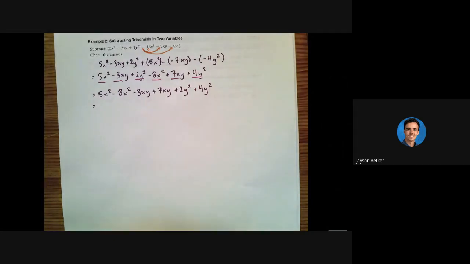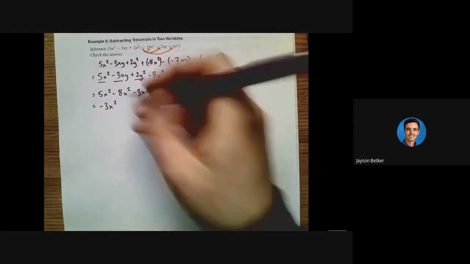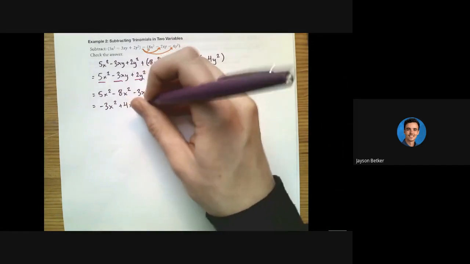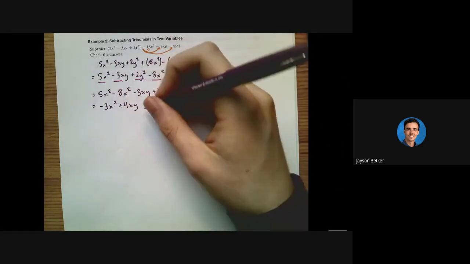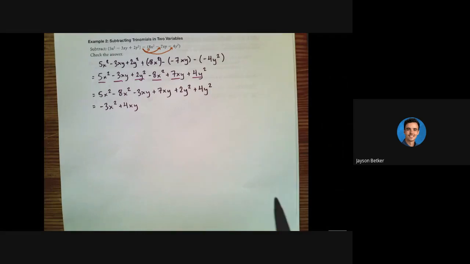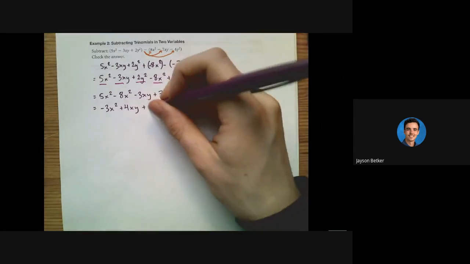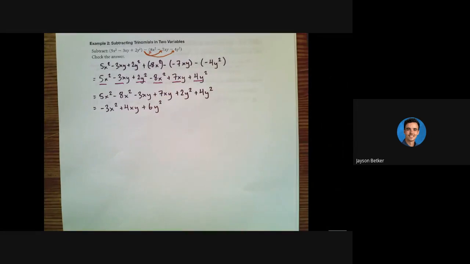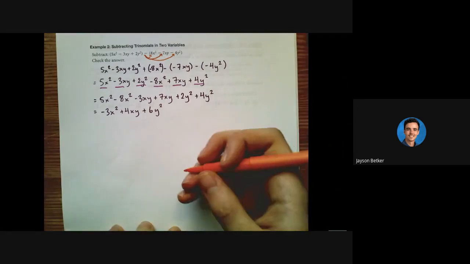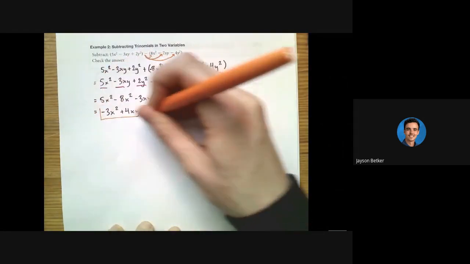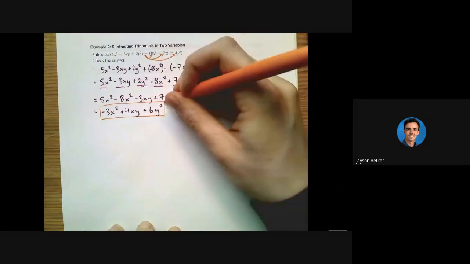5 minus 8 would give me -3x squared. -3 plus 7 should give me plus 4xy. And then plus 2 plus 4. So it's kind of funny how a subtraction problem all of a sudden turns into an addition. That's just because we have double negatives going on. Plus 2 plus 4 gives us plus 6y squared. Okay, so there is our final answer. I'm going to put a square around that. Right there.